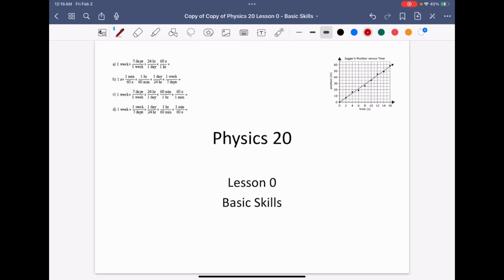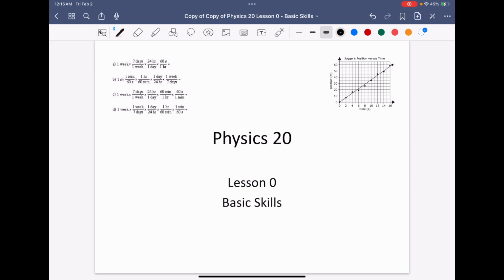All right, welcome to Physics 20. This is where we begin at lesson 0. And what we're going to do in lesson 0 is just recap some basic skills that will be very fundamental for us going forward in terms of answering questions, completing labs, or just the overall formatting of answers that we would look for, which the main topic included here is significant digits, and you'll see what that means very shortly.